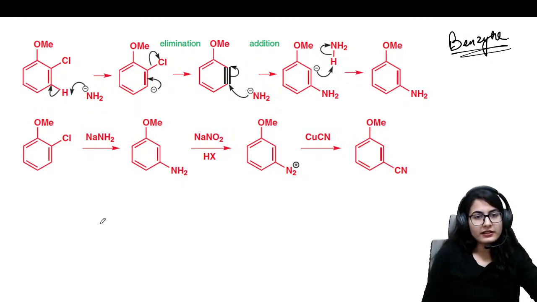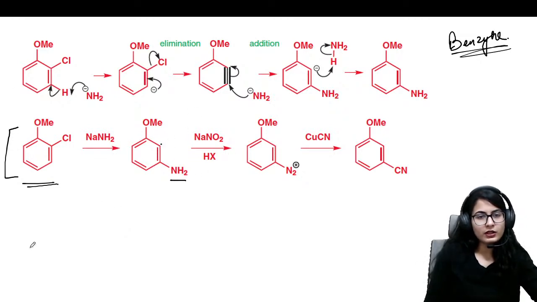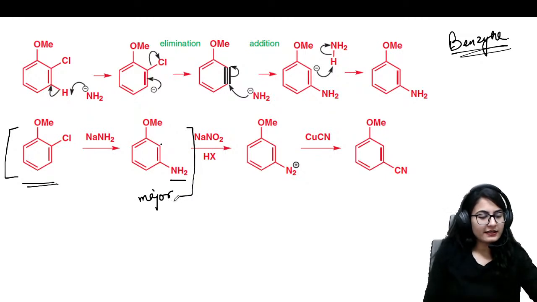Okay, so where did we start from? Yeah, so let's say we started from this molecule. If we started from this molecule, why did you only get the meta amino anisole? Yeah, why not ortho? Why did this amine group not go on the ortho? Why is this the major product? That is once again regioselectivity, isn't it? Yes, right?